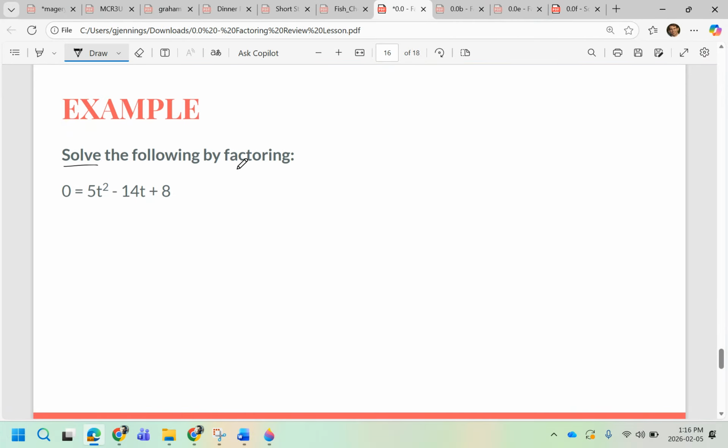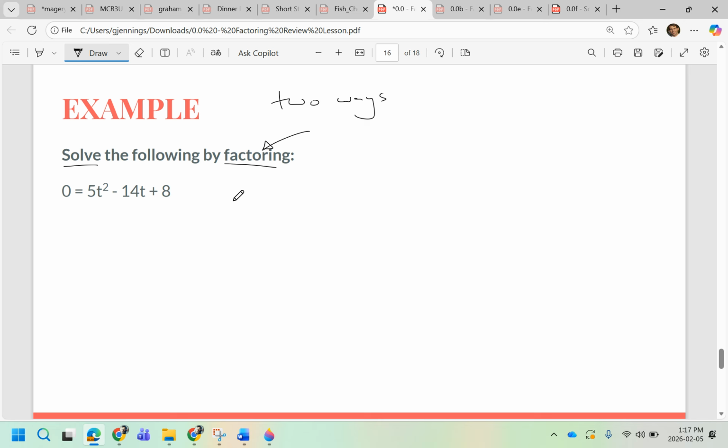Solve the following by factoring. Actually, let's take a look at, there's 2 ways to do this. Suppose someone didn't want to muck around with factoring. What's another way we could find the values of t that make this true? Quadratic formula is the correct answer. So we can use quadratic formula or factoring here.